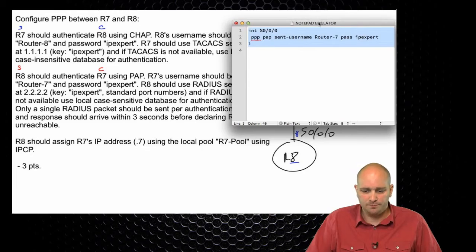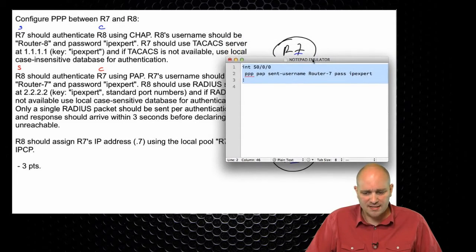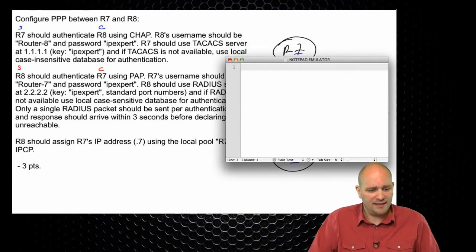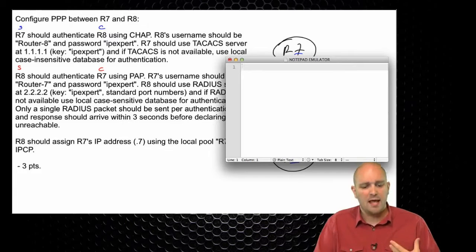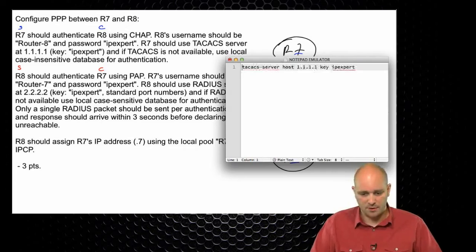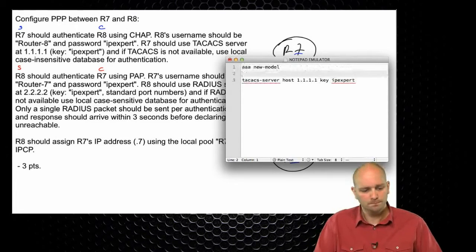So on R7 here, we are asked to authenticate R8 using CHAP. R8's username should be router8 and password IPExpert. And R7 should use the TACACS server at 1.1.1.1. So let's start there. I'm just going to say tacacs-server host 1.1.1.1 key IPExpert. Then obviously I know that for this I'm going to need aaa new-model.